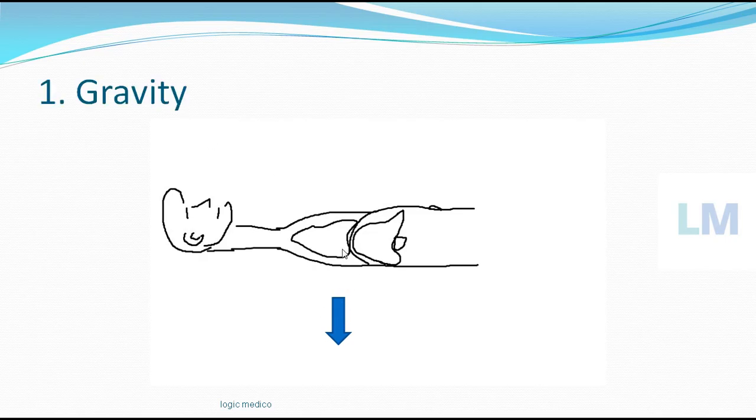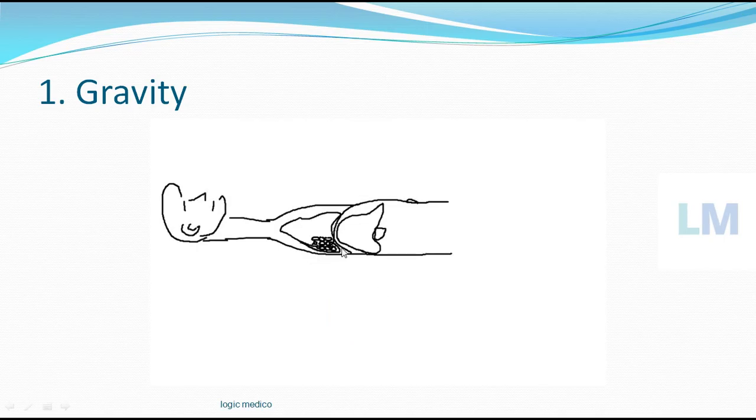Because of gravity, the majority of the lung tissue is compressed against the back. Here, an abundant amount of alveoli are being compressed against your back in the supine position. So gravity plays a very major role in compressing the alveoli in the supine position. A normal individual can lie in the supine position.